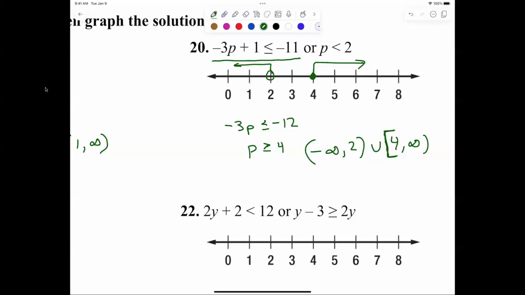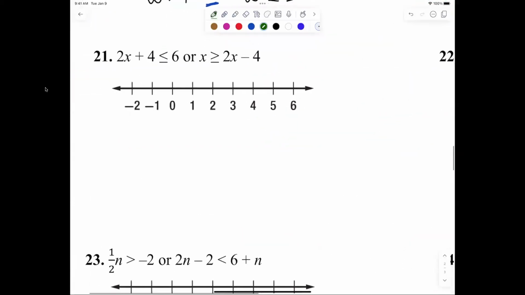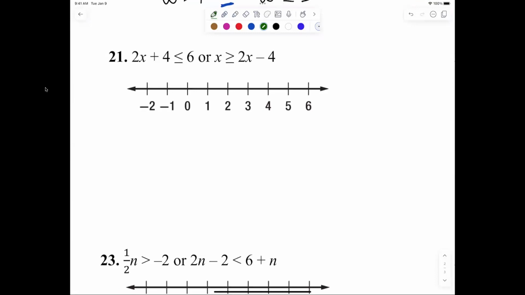All right. Let's check out 21. Let's see how we're doing with 21. Here we go. 21. What do I do to both sides? Subtract 4. Thank you. So I end up with 2x is less than or equal to what? And then what? So x is less than or equal to 1. All right, you have to be careful. So I'm going to put less than or equal to 1 right up here on my number line.